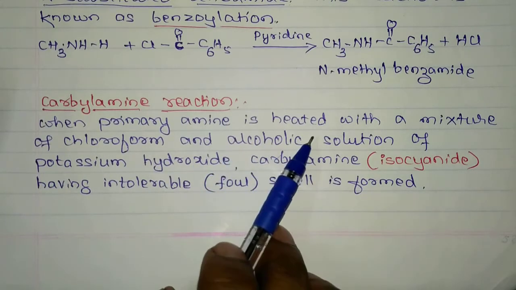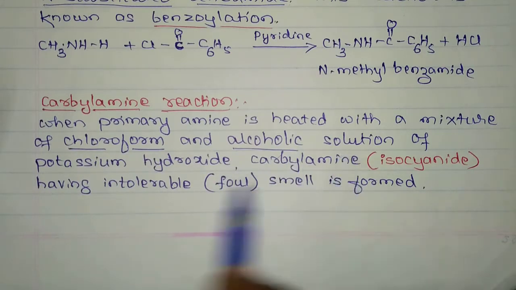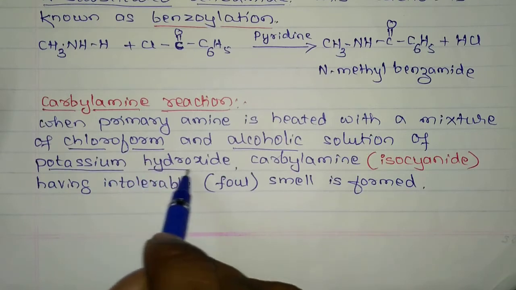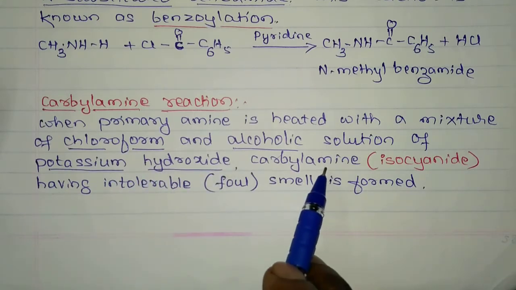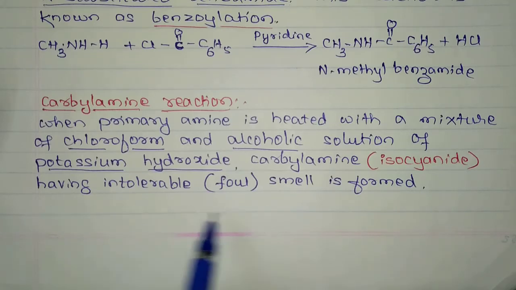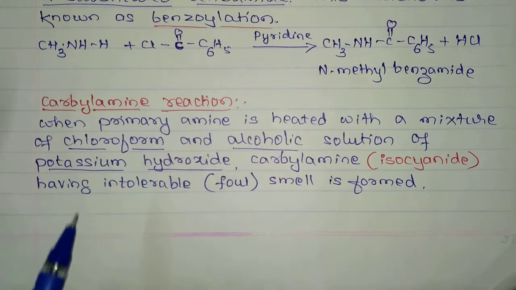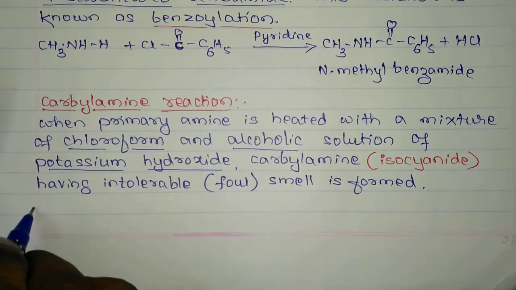When a primary amine is heated with a mixture of chloroform and an alcoholic solution of potassium hydroxide, carbylamine, also known as isocyanide, is formed, having an intolerable smell. This reaction is known as the carbylamine reaction.